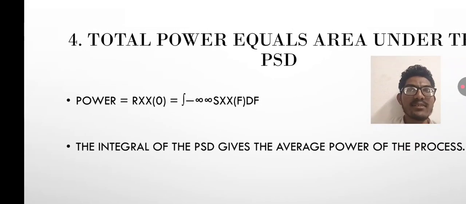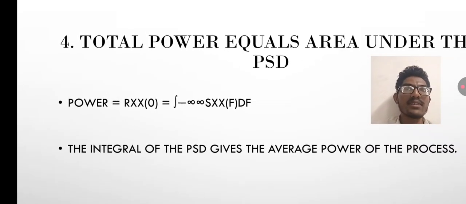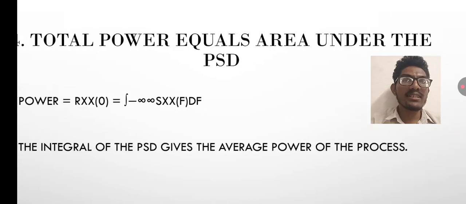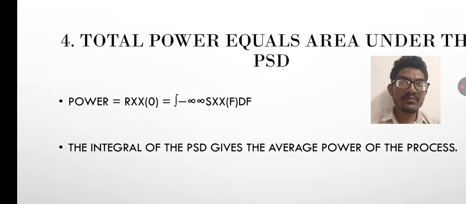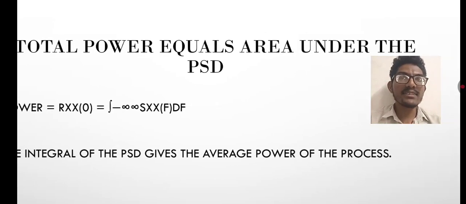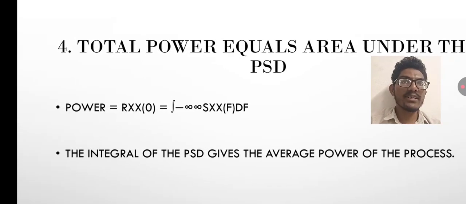instant of time. Next, this is also referred to as the integral of the PSD. It means the integral of the power spectral density gives the average power of the process. This Rxx of 0 is also known as the average power of the process. This integral of Sxx of f with respect to frequency gives the power from the power spectral density.